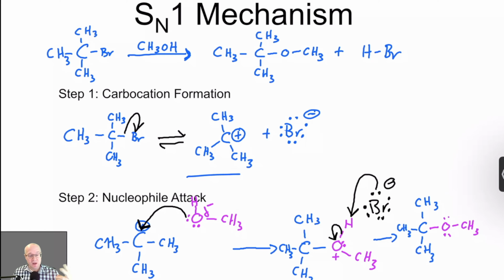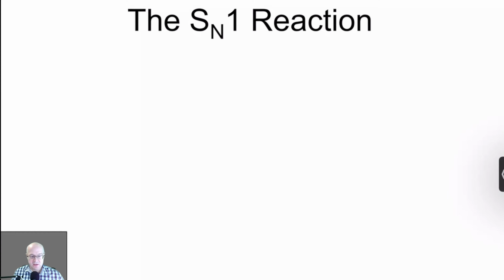It's a two-step mechanism. SN2 was a one-step concerted mechanism. SN1 is a two-step, not concerted mechanism. SN2 does not form a carbocation. SN1 must form the carbocation. Let's do a second example, because if one example is good, two examples are better.